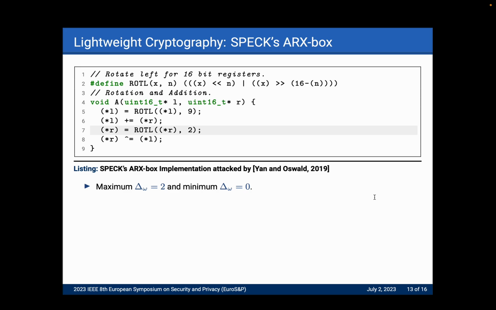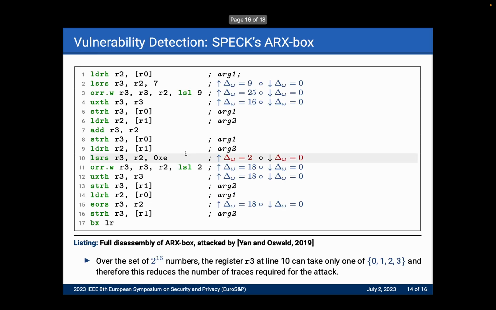The ARX-based Sparkle lightweight cryptography algorithm is an example. Line 7 calls a rotate left for 16-bit registers. Jan and Oswald demonstrated an attack at this point. Let's look at the report that Pascal generates for Sparkle over an optimized binary.